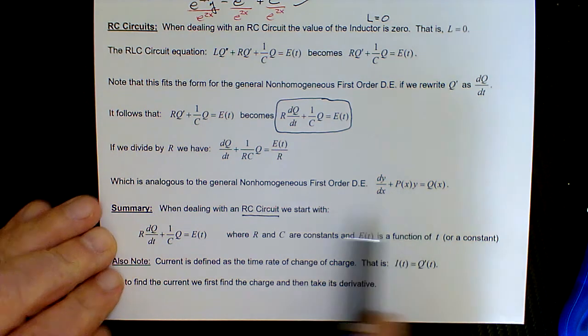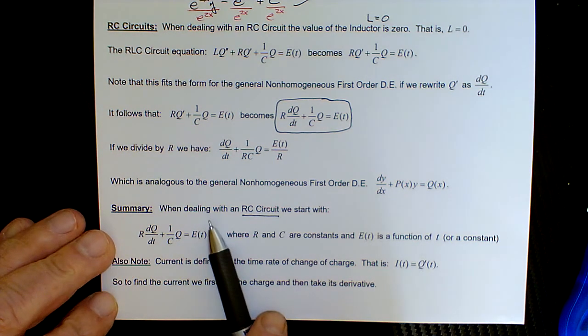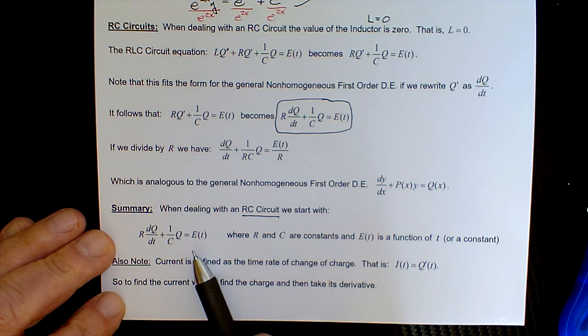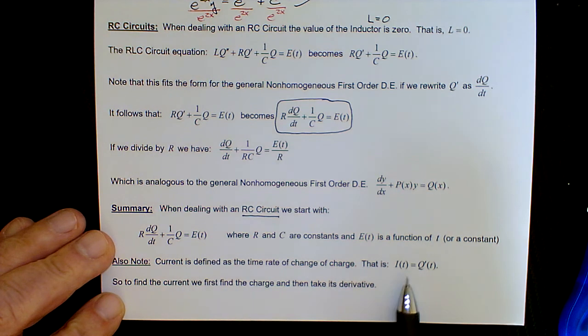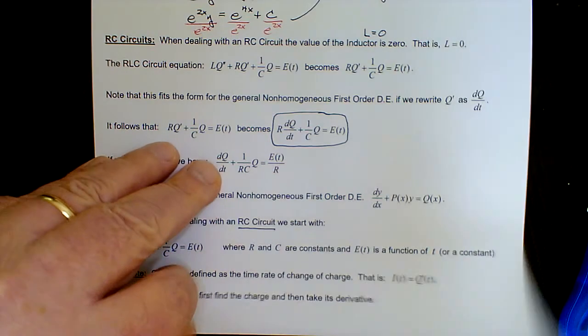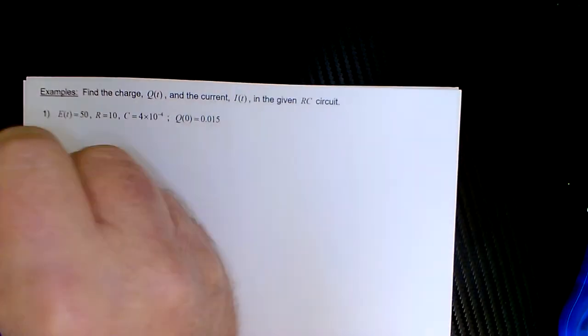So we're going to, as a summary mentions here, start with this equation for the RC circuit, replace R, C, and E of t, and use the integrating factor to find the charge, and then to find the current, we'll just take the derivative of the charge. So let's see a couple examples. Okay, so I'm going to find the charge and the current.